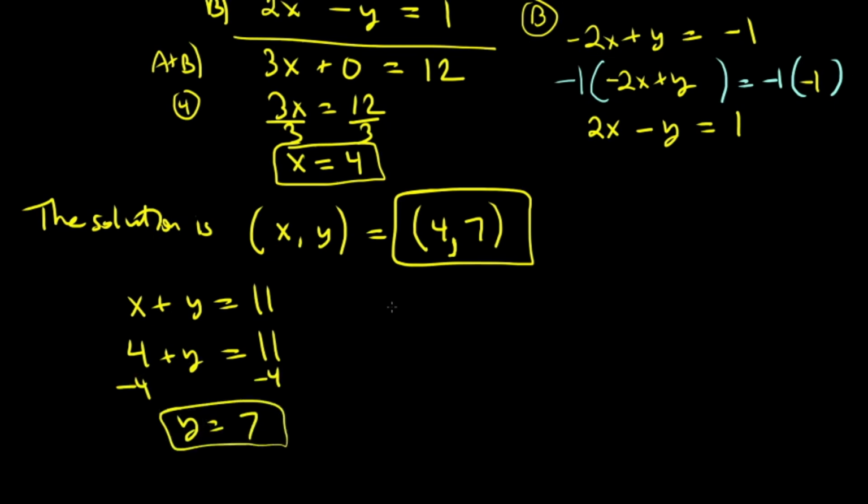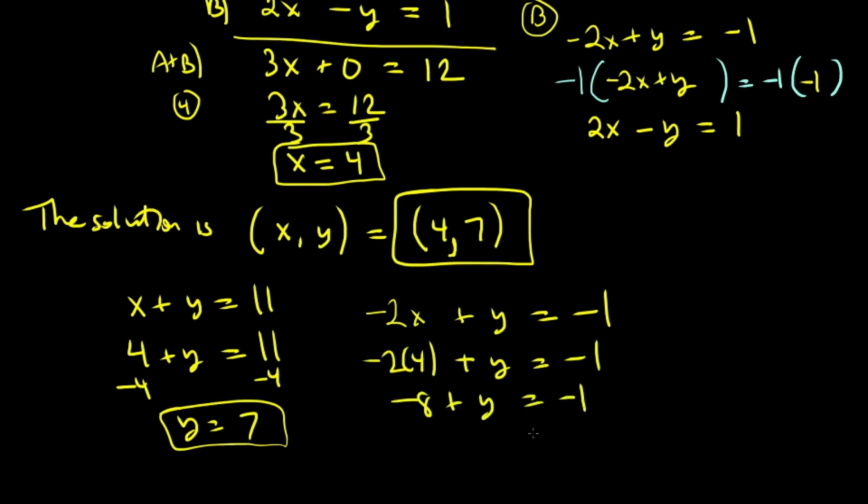Or you could use the other equation, negative 2x plus y equals negative 1. And if you replace x with 4 again, you get negative 8 plus y equals negative 1. Add the 8 to both sides, and you get y equals negative 1 plus 8, which is again 7.